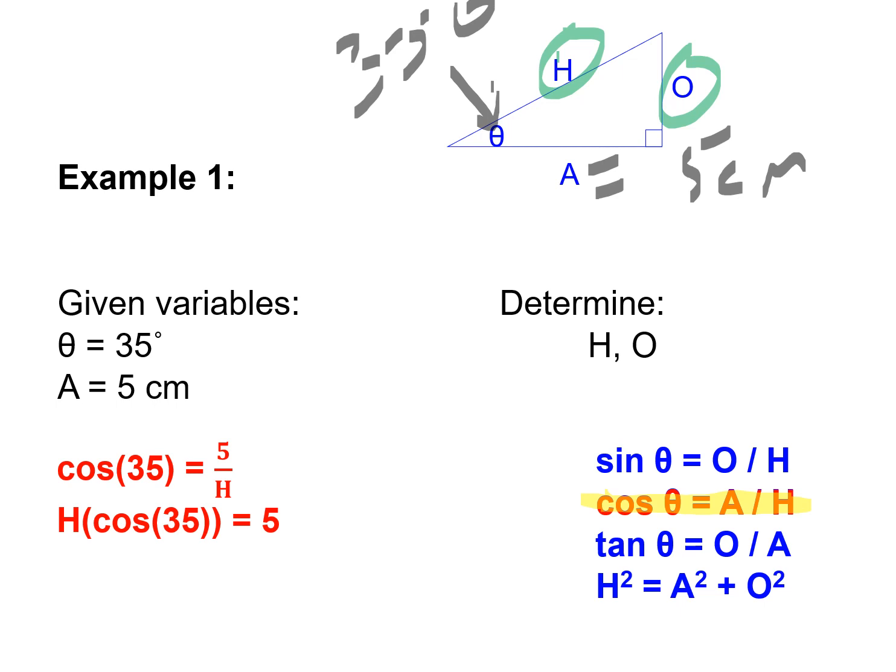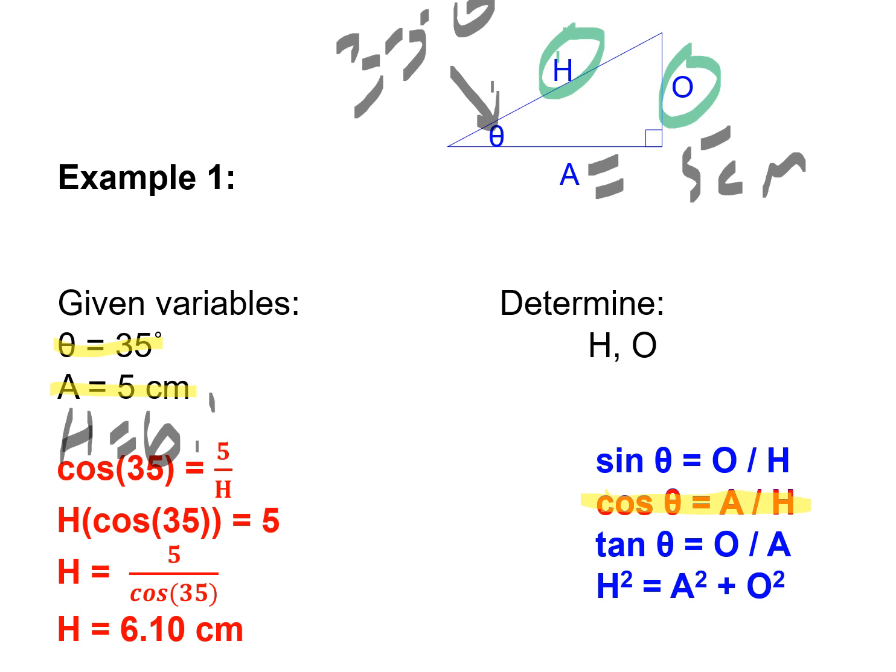Now we need to get H, which would be our x, or our unknown variable, by itself. So if we multiply H to both sides, we get H cosine 35 equals 5. It's still not by itself, so we have to do one last thing. If we divide each side by the cosine of 35, we get H equals 5 divided by the cosine of 35. We do that, we get H is equal to 6.10 centimeters. So now we know three things. We know that theta is equal to 35, that A, or adjacent side, is equal to 5 centimeters, and we also know that H equals 6.10 centimeters. So now we only have one last thing to do.